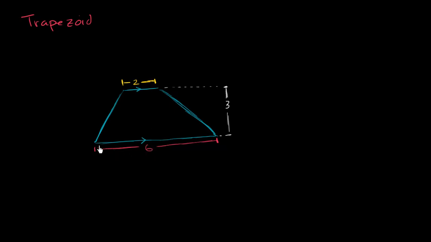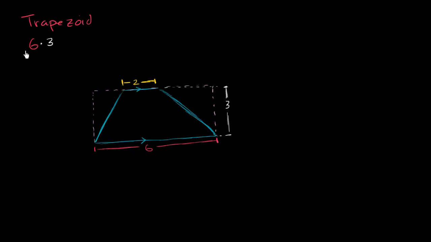So what would we get if we multiplied this long base 6 times the height 3? What do we get if we multiply 6 times 3? Well, that would be the area of a rectangle that is 6 units wide and 3 units high. Let me do it in this pink color. The area of a figure that looked like this would be 6 times 3. So it would give us this entire area right over there. Now the trapezoid is clearly less than that, but let's just go with the thought experiment.